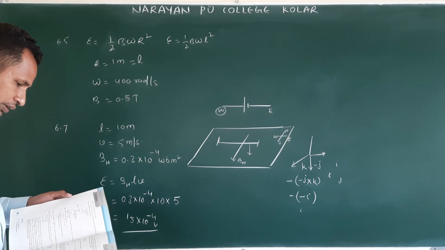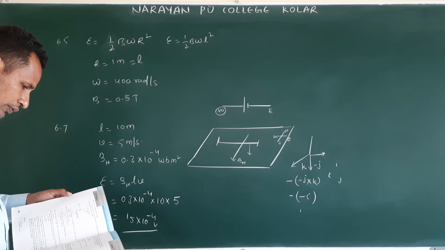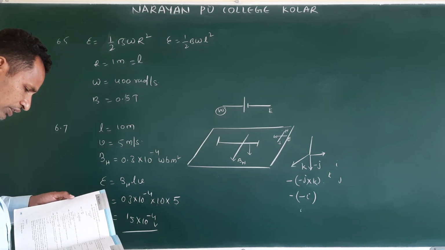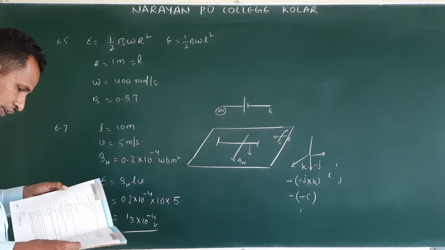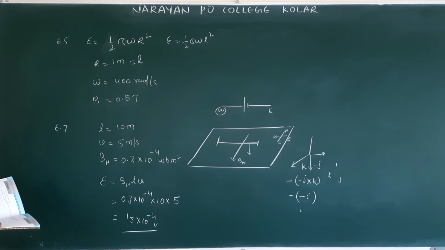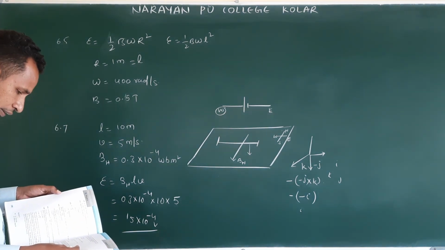Question number 7. What did we do? Right, 1.5 into 10 power minus 3. Okay, 15 into 10 power 4, correct. Yeah, west to east.